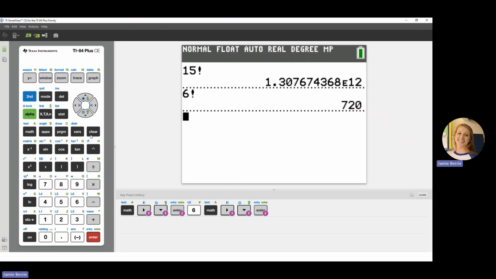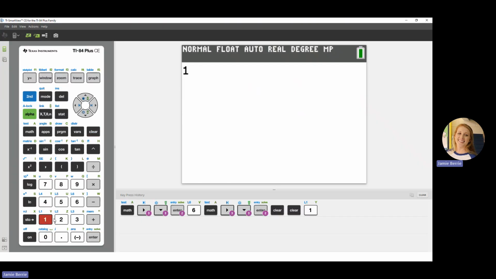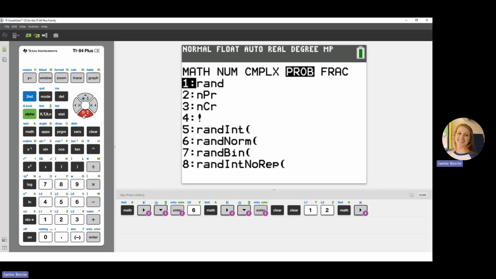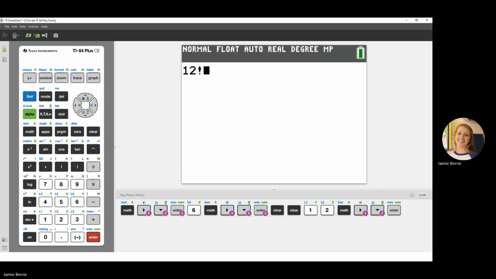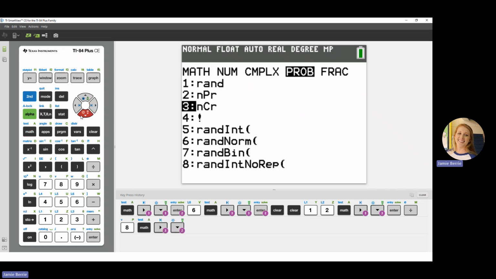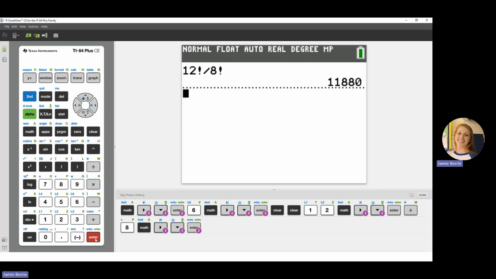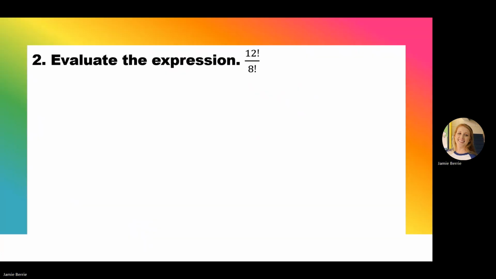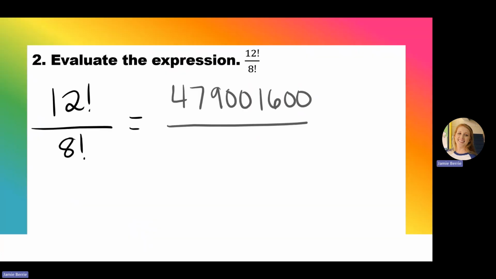All right, so grab your calculator, and we're going to do 12. Then go to your factorial button. So math, over to probability, option 4, divided by. All I did was press the divided by button, nothing fancy there. And it was divided by 8 factorial. So I typed in 8, then hit the math button, over to probability, and option 4. Then hit enter, and there we go, 11,880. So 12 factorial over 8 factorial.